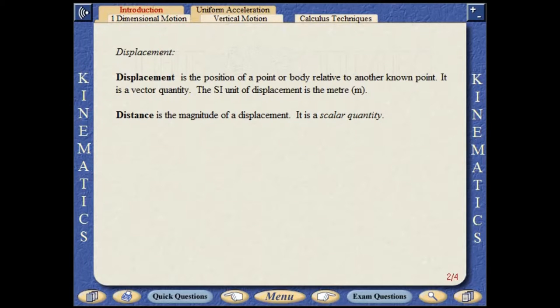Displacement is the position of a point or body relative to another known point. It is a vector quantity. The SI unit of displacement is the meter. Distance is the magnitude of a displacement. It is a scalar quantity.